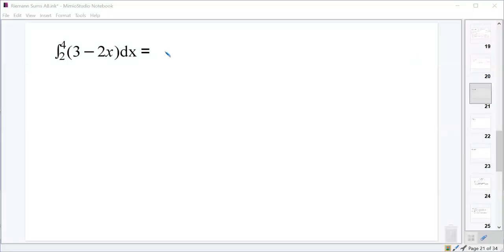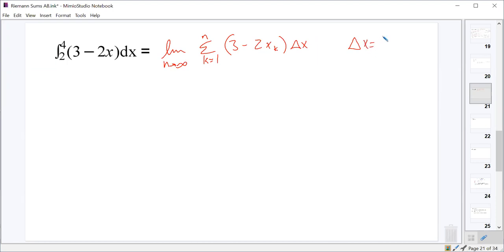All right, so first off, we should always have a limit as n approaches infinity, and we should have a sum from k equals 1 to n of 3 minus 2x sub k times delta x. Everybody good with that? Okay, and our delta x value should have been b minus a over n, or just 2 over n. And our x sub k should be a plus delta x times k. Everybody good with delta x and x sub k?